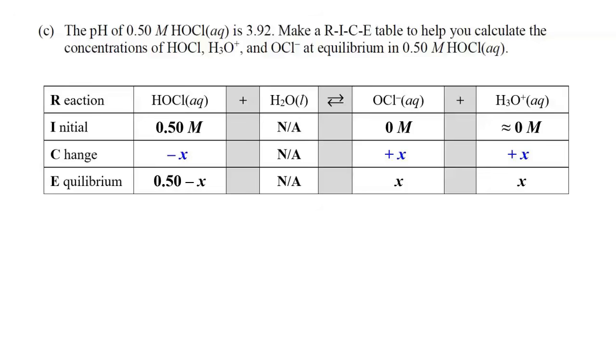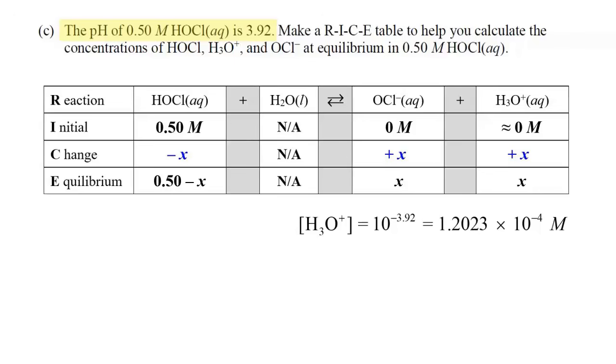Now, we're not going to solve for X like we did in question 15, and the reason why is that we are already given the pH. So if we're already given that the pH is 3.92, then we can calculate the concentration of the hydronium ion directly from the pH value. Remember that if we know the pH, the concentration of the hydronium ion would be 10 raised to the minus pH, in this case, 10 raised to the minus 3.92.